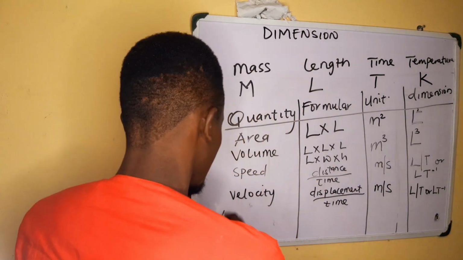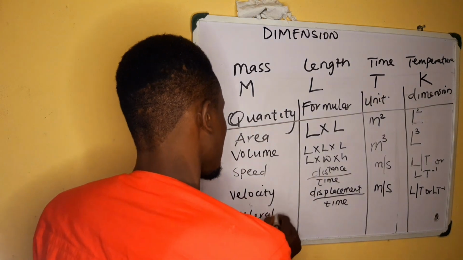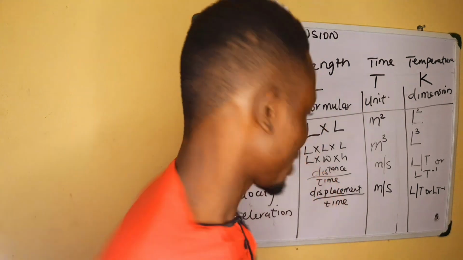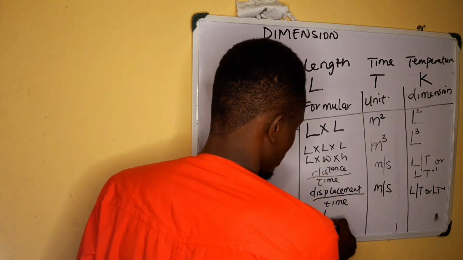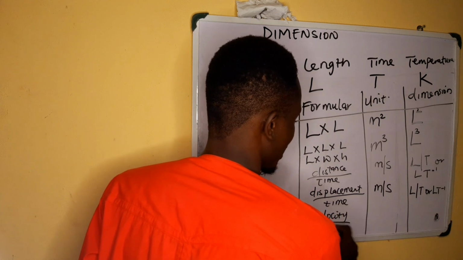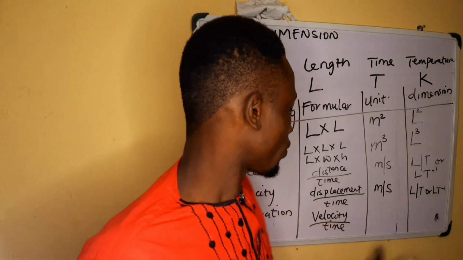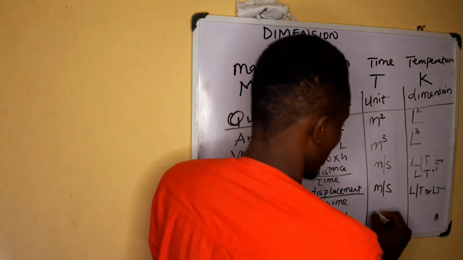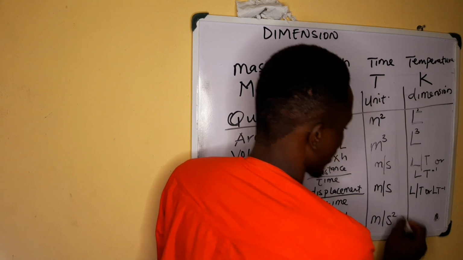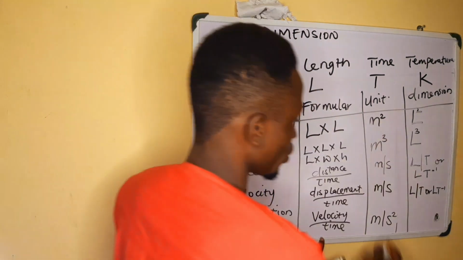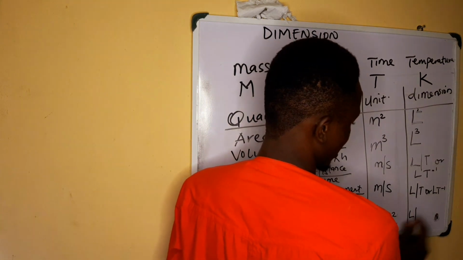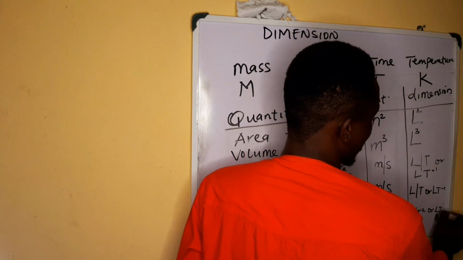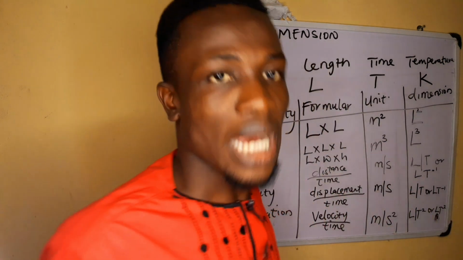The next one on our list is acceleration. What is acceleration? The rate of change of velocity with respect to time. So acceleration is velocity over time. The unit of velocity is meter per second. Joining it with the unit of time, you're going to have meters per second squared. How do you represent it in dimension? M will represent L, and S squared will represent T squared. Or you write it as LT to the power of -2. I hope you are following.